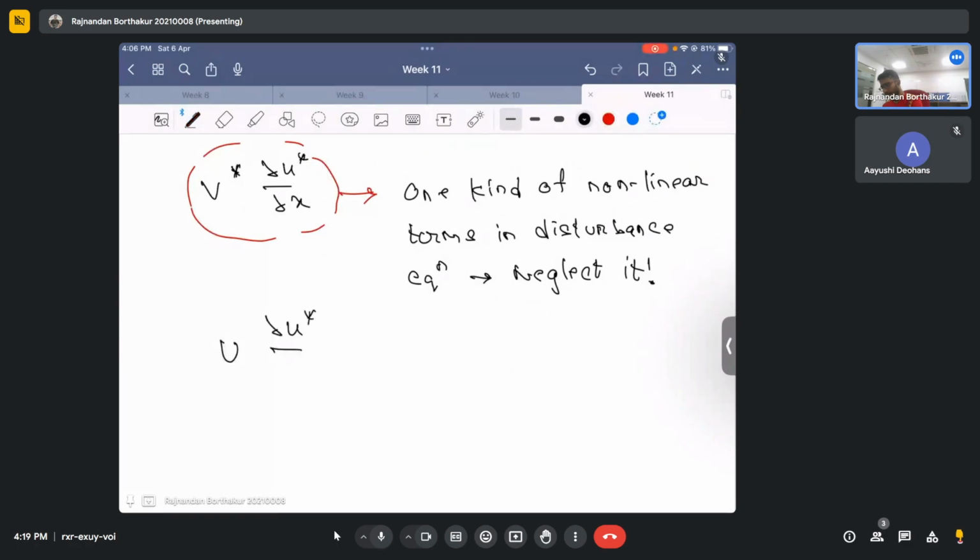Can you neglect this term, where this u was the base flow? Yeah, exactly, this u is the base flow profile. Can you neglect this? No, right? Yeah, exactly. We cannot neglect this because this is not a nonlinear term. Again, I repeat that we have complete knowledge of the base flow, which means this is a linear term.